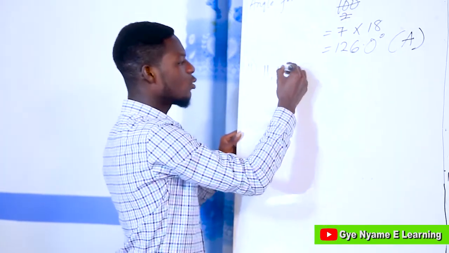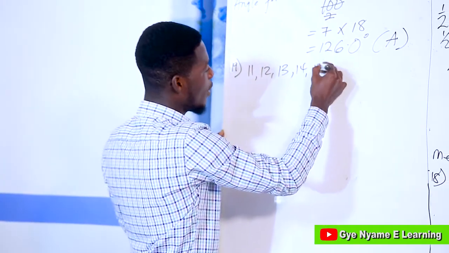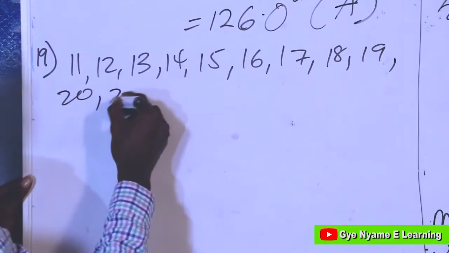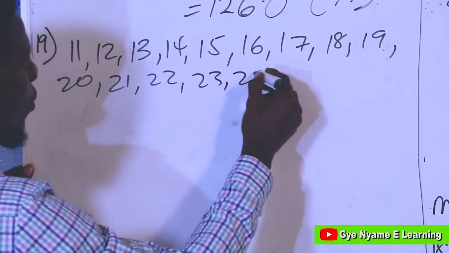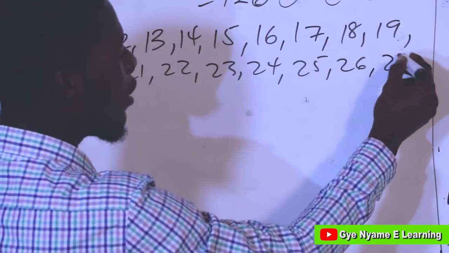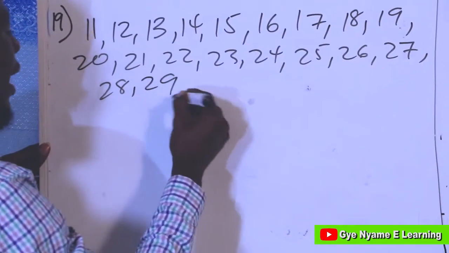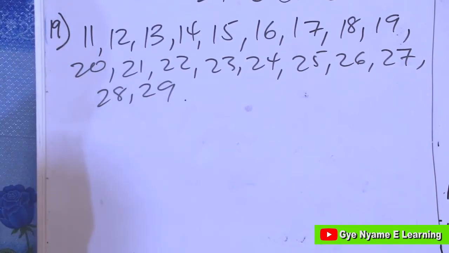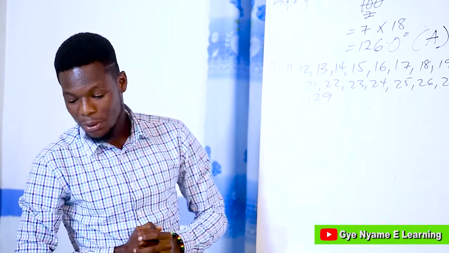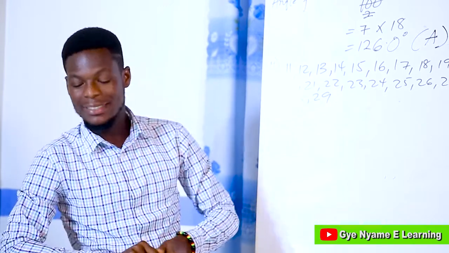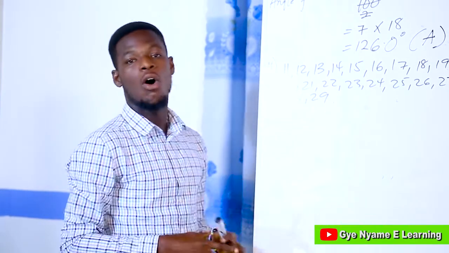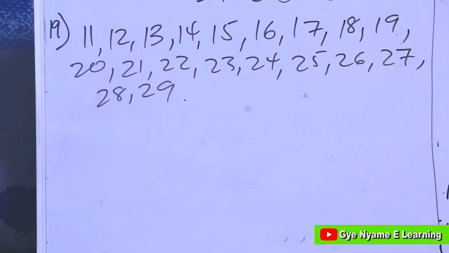So we have 11, 12, 13, 14, 15, 16, 17, 18, 19, 20, 21, 22, 23, 24, 25, 26, 27, 28, and 29. So this is the data from 11 to 29. And the question says that if one card is chosen at random, what's the probability that it contains the digit 2? To calculate probability is simply the number of events over the sample space. The sample space is also the total number of possible outcomes.